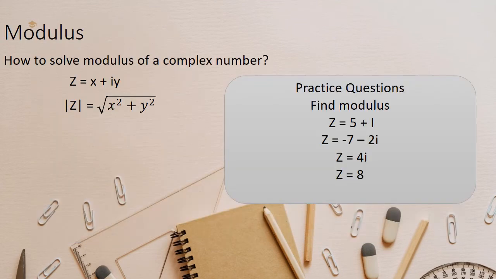Now, how to find the modulus of a complex number? The modulus of a complex number can easily be found through the formula under root x squared plus y squared. And here are some basic practice questions to solve and to find the modulus, which can be very easy.